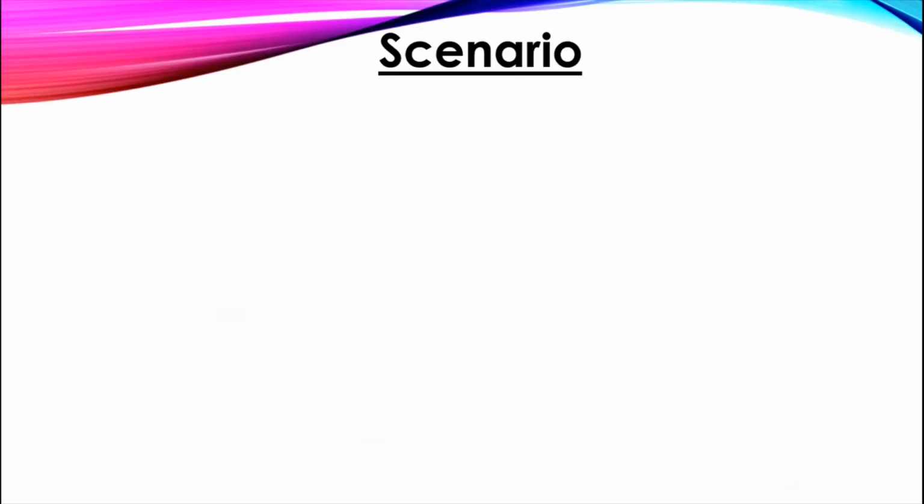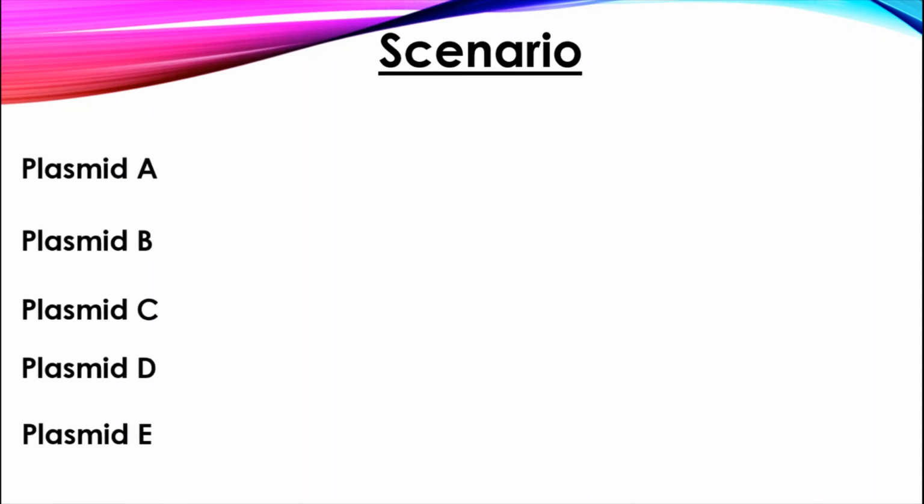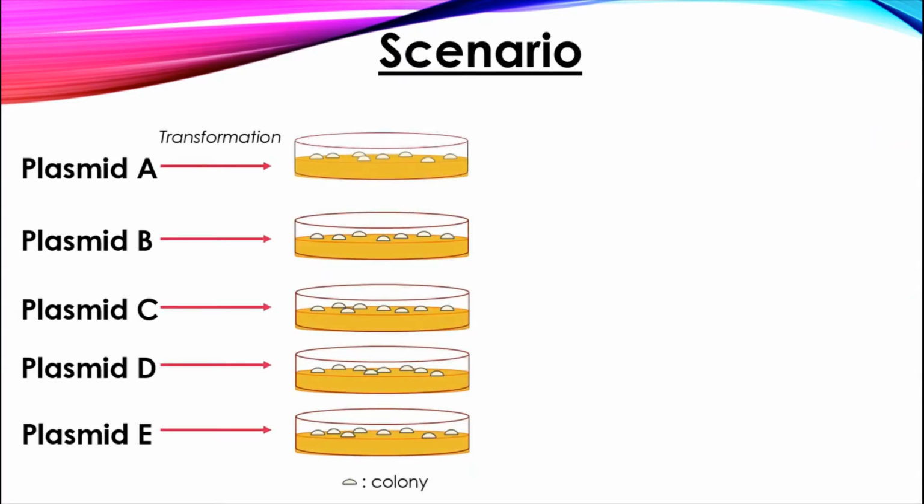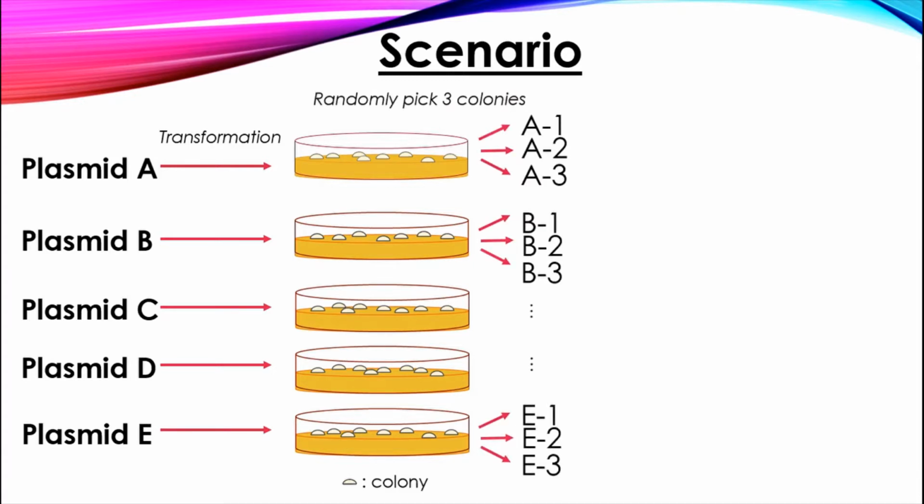Imagine you need to transform 5 plasmids, namely plasmid A to E, into bacterial hosts separately. You will generate 5 agar plates from each plasmid, and 3 colonies are to be picked randomly for sequencing, generating A-1, A-2, A-3, and so on.